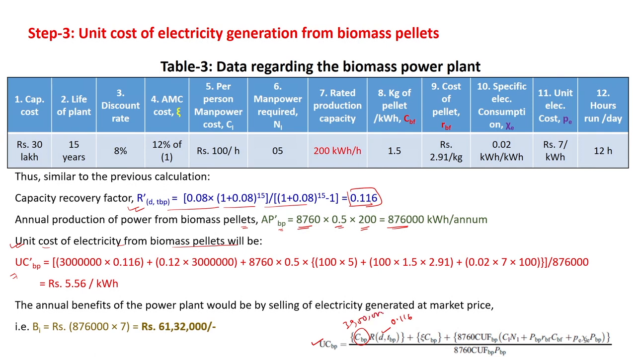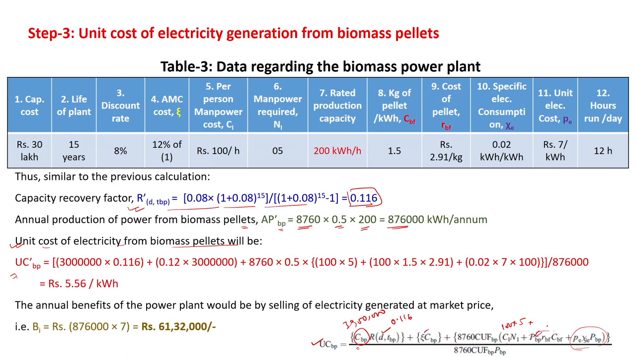We'll have these values, which are known to us now. This is 12%, and CBP is known, 30 lakhs, and the other values: C1 is 100 rupees per hour, and the number of manpower is 5. So this is 100 multiplied by 5, plus PBP, which is given. So we can multiply this and find out what the UCBP could be, because all values are given to us.